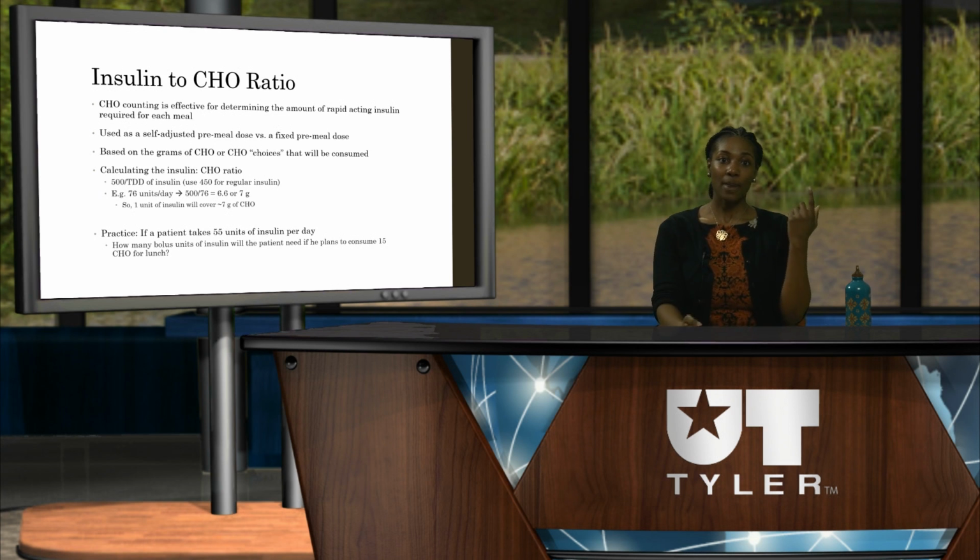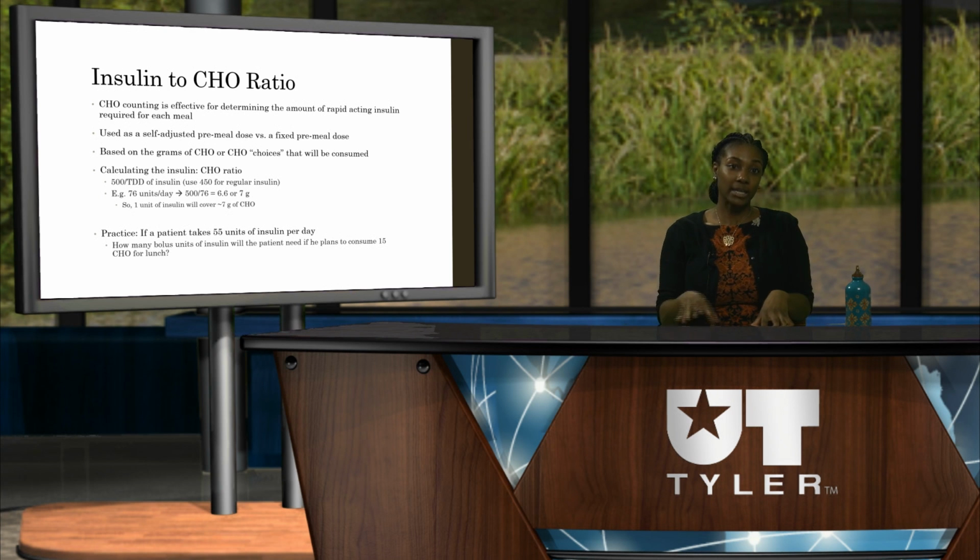And then the insulin to carbohydrate ratio is a little bit different. It's not testing my sensitivity level. It's calculating how much insulin I need to cover the amount of carbs that I'm eating. So carb counting is very effective for determining the amount of rapid-acting insulin required for each meal. A lot of patients will carb count to see how much more insulin they need to cover the amount of food that they're eating.